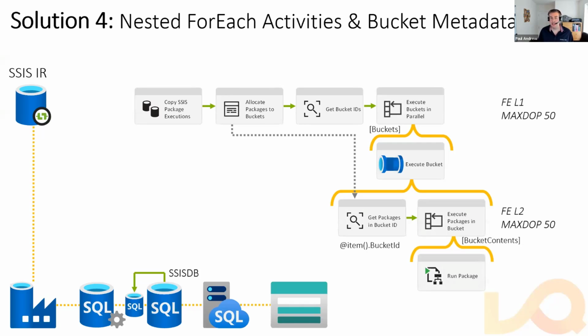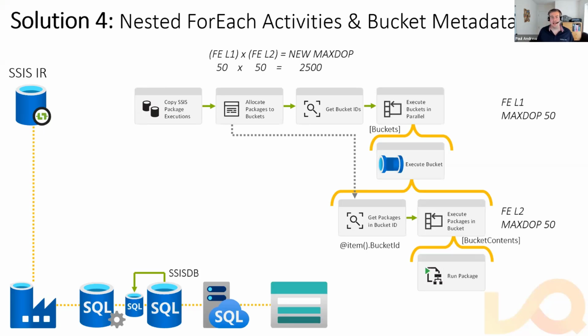So we have a for each activity level 1 that gives us that max degree of parallelism of 50 parallel threads. We then have that for each activity level number 2, and that gives us another ability to scale out for another 50 parallel threads. So the simple maths, of course, is that with that nested for each activity pattern, we could, if we wish, achieve this greater level of parallelism of 2,500 packages or things running.